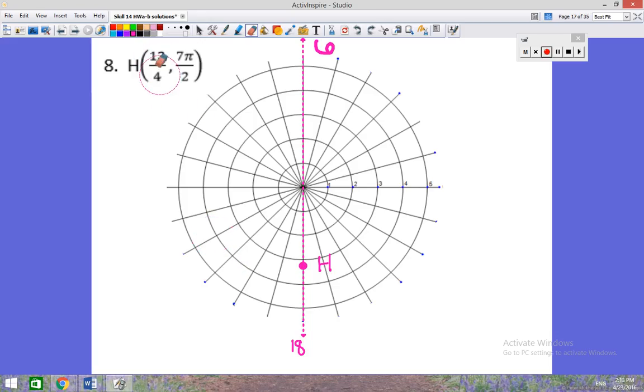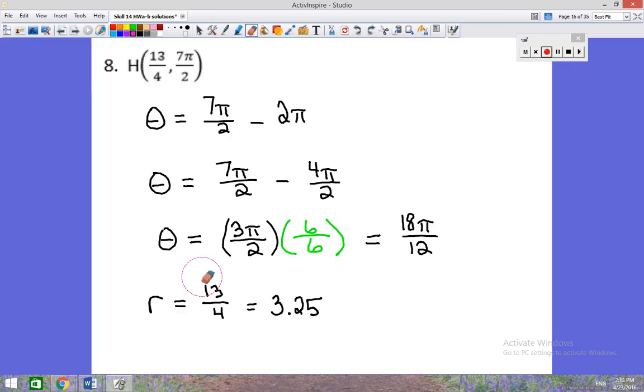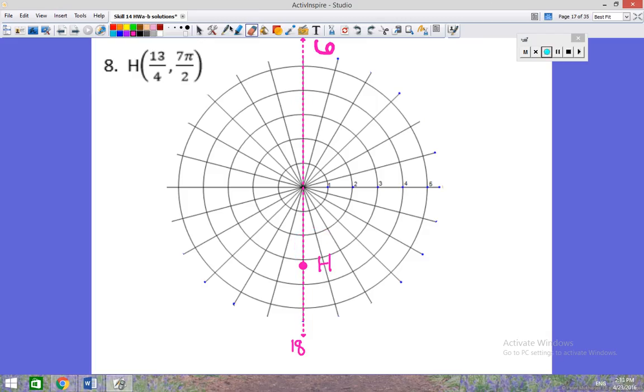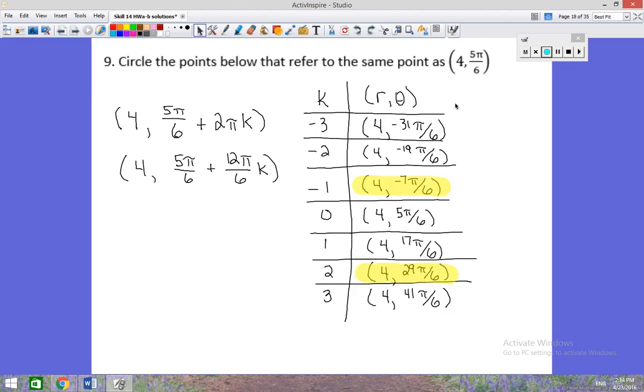This time my radian measure was positive, and the 13 divided by 4 is a decimal number, 3.25. So I just had to eyeball it. I came here to 3 and just made it slightly past that. So you just have to do the best you can if it's a decimal approximation when you're plotting those points.